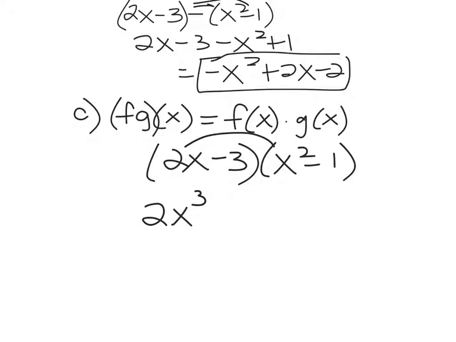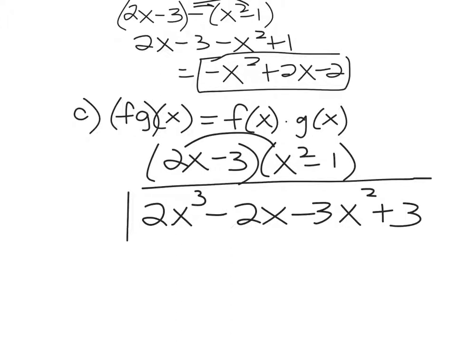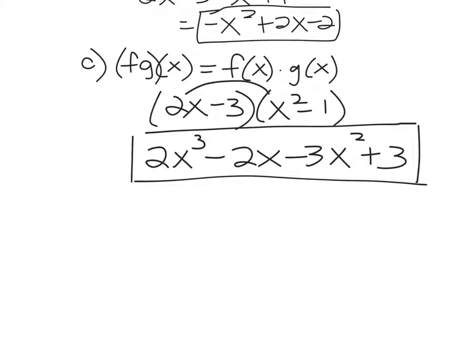All right, 2x times x squared is 2x cubed. All right, and then minus 2x minus 3x squared, and then plus 3. And you have no like terms. You can just leave your answer like that. If you don't feel comfortable not writing it in standard form, you can rearrange it. But I feel comfortable. Do you? I do? Actually, I don't, but I'm just telling myself that it's okay.